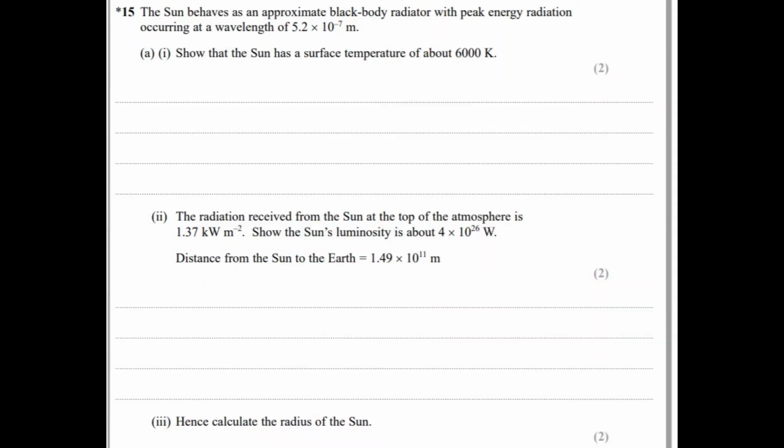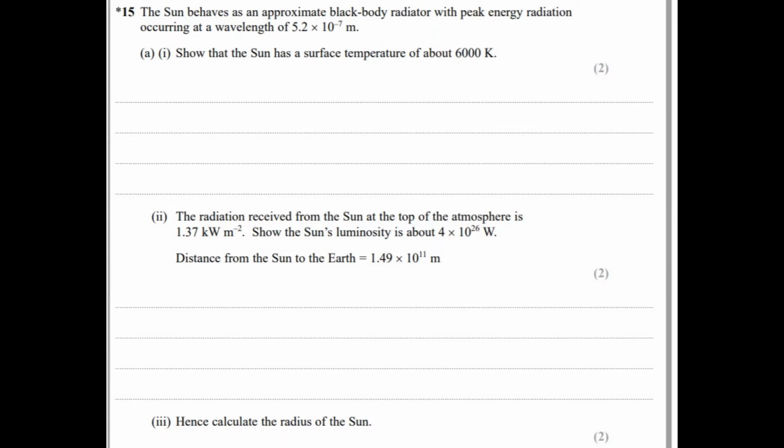Alright, let's see if we can answer this question. The Sun behaves as an approximate black body radiator with peak energy radiation occurring at a wavelength of 5.2 times 10 to the minus 7 meters. Show that the Sun has a surface temperature of about 6,000 Kelvin.